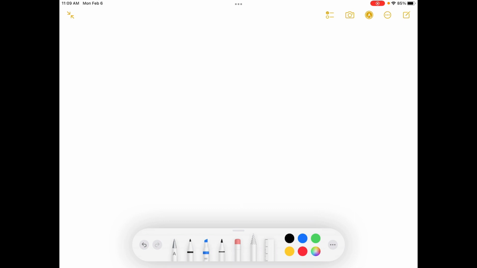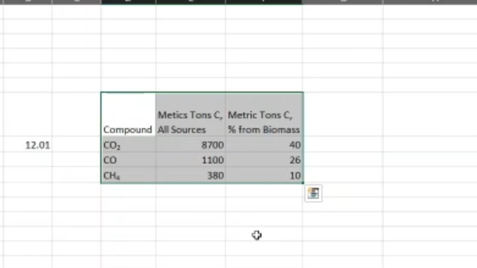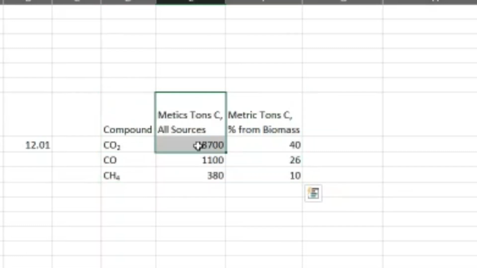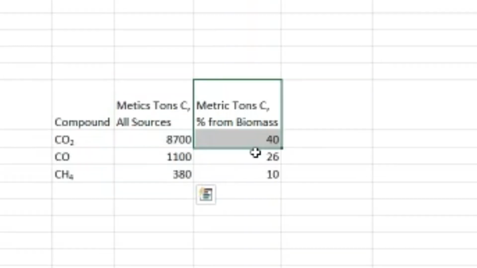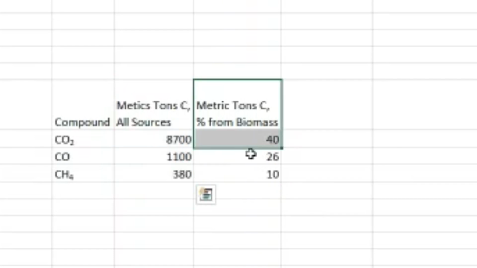Okay, so let's move over to the computer here. This is the table that they gave to us in the problem statement. As you can see, they're referring to the middle column. That's metric tons of carbon in these different compounds. So there's one carbon and there's two oxygens. They're only counting the carbon in this column. In the next column, they're saying how much of this mass is from biomass burning.